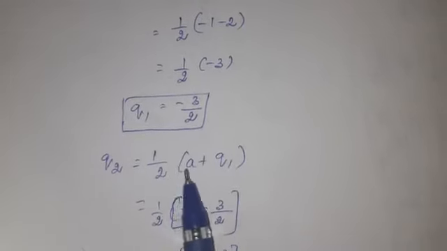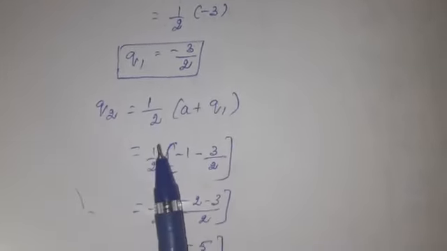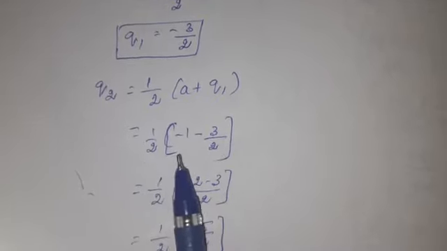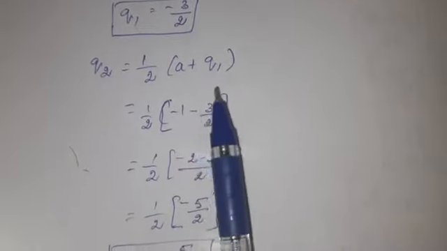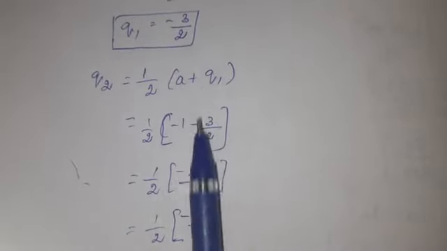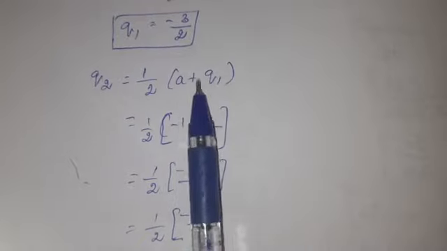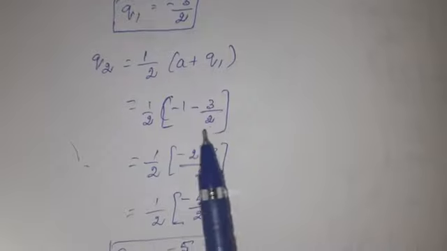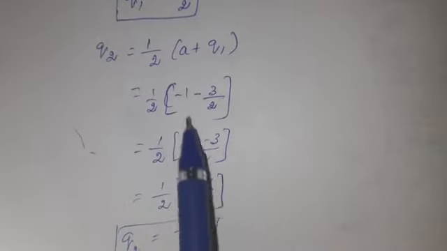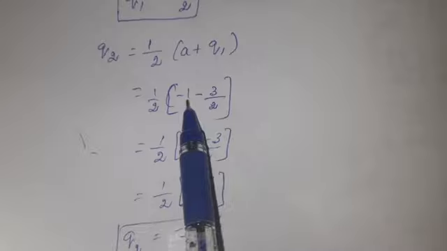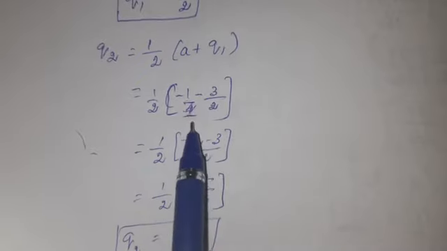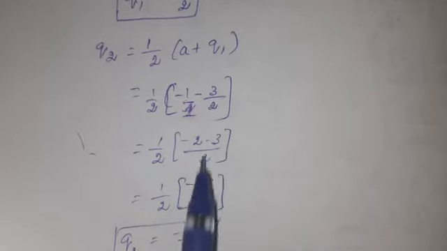Next, you should find the second rational number. Q2 is equal to 1 by 2 into A plus Q1, is equal to 1 by 2 into A value is -1 and Q1 value is -3 by 2. You should substitute that. Here, in the formula plus, I have directly written -3 by 2, is equal to 1 by 2 into, take LCM here. It means -1 is given, so here there is 1 in the denominator. So LCM for 1 and 2 is 2.